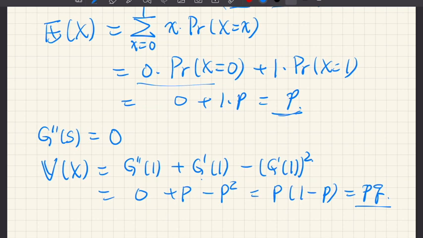You can check if this is correct by using the original definition of the variance. That's very simple.